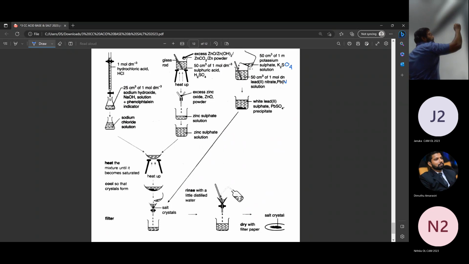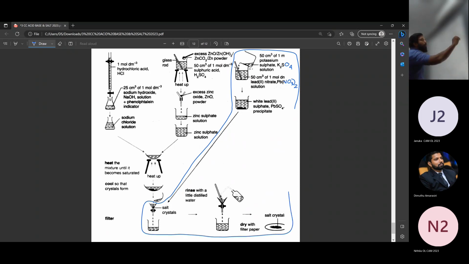This is potassium sulfate and this is lead nitrate. This is lead(II) nitrate. Please correct it first of all. Small printing mistake. All right. So this is how you prepare an insoluble salt. This is how you prepare insoluble salts.